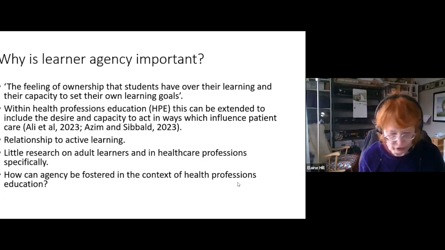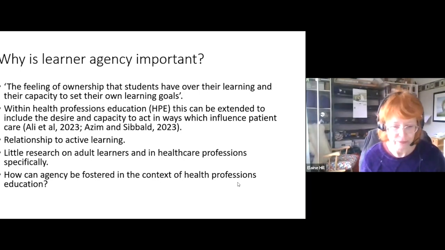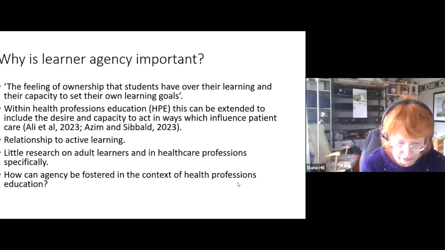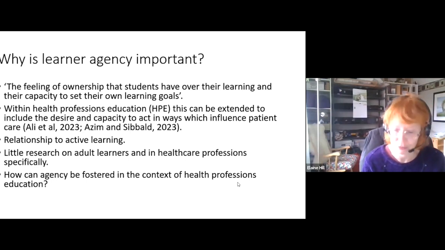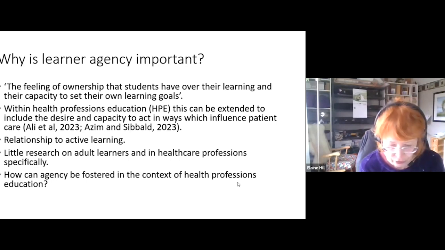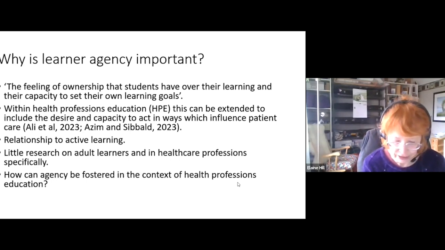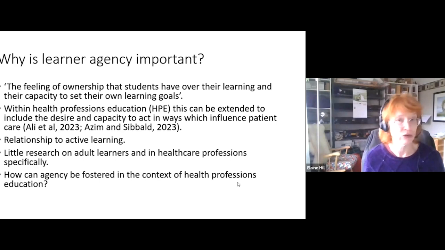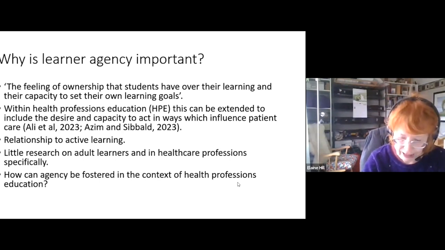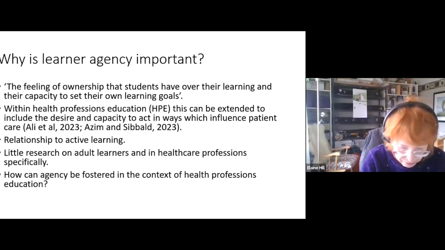Right. Okay. So just start off talking a bit about learner agency. The definition I've selected for it is the feeling of ownership that students have over their learning and their capacity to set their own goals, which I think is quite a nice, succinct definition. Within health professions education, I would also extend that to say, the desire and capacity to act in ways which influence patient care, because obviously we're training people to look after patients, and patient safety and safe patient care are the ultimate aims of what we're doing.